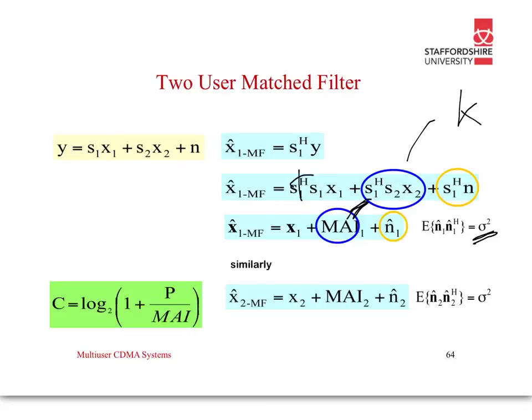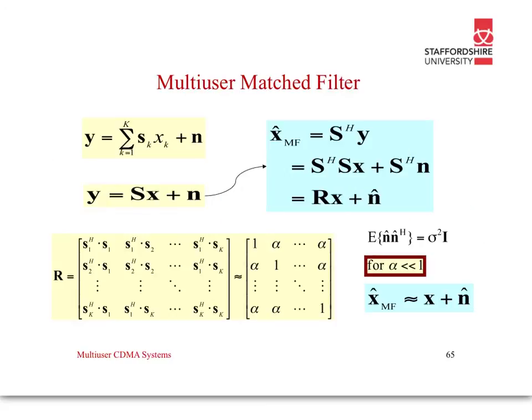So now C, the capacity, is log 2 of 1 plus the power divided by the multiple access interference. Now we extend it to have multiple users. So the users go from K equals 1 to large K. The output is the summation of users 1 to K times their own code: S_K X_K plus N.